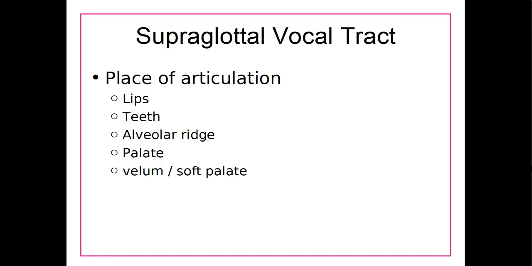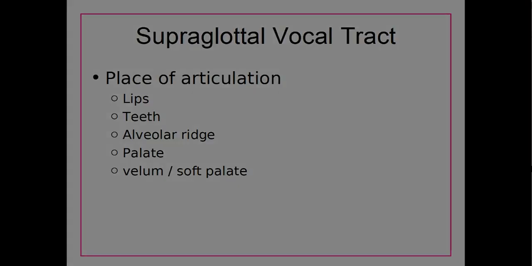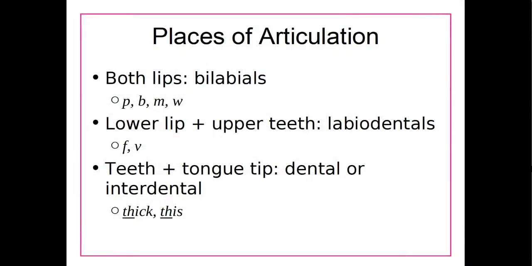So the places of articulation that are going to be most relevant to English are the lips, the teeth, the alveolar ridge, the palate, and the velum, or the soft palate. Okay, so the first place of articulation that we'll talk about is the lips. The lips are used in a few different types of sounds in English.